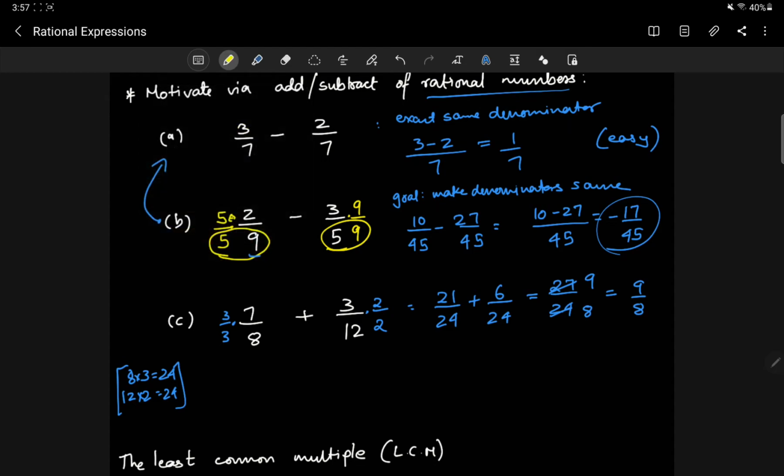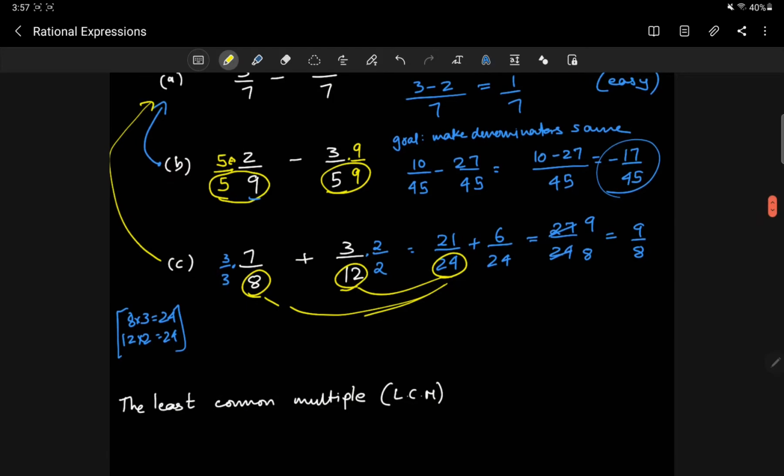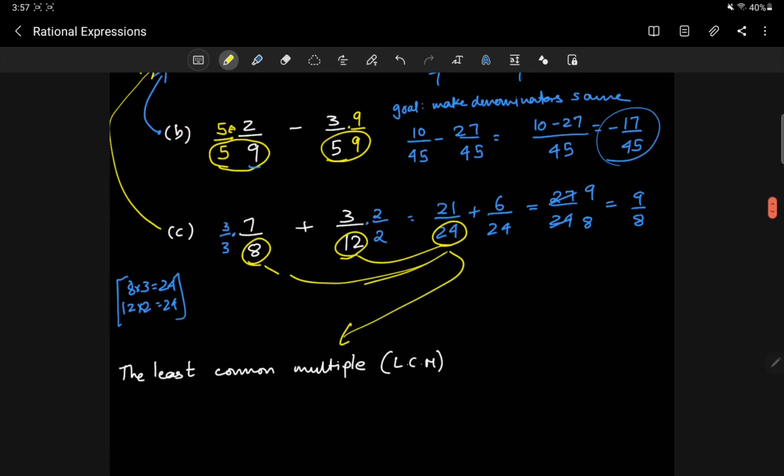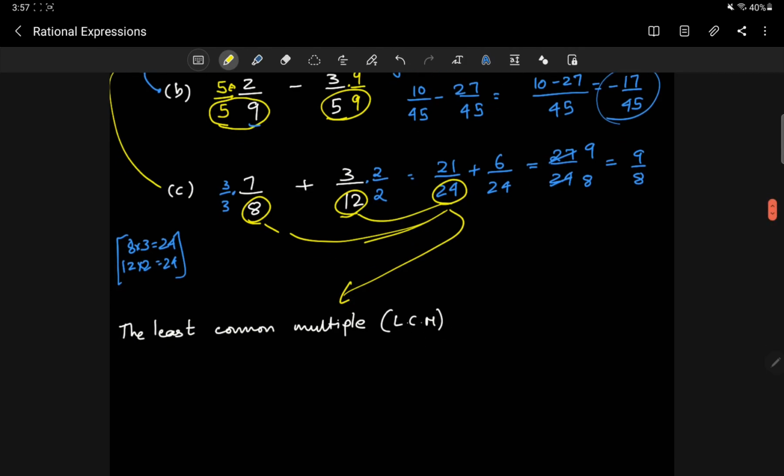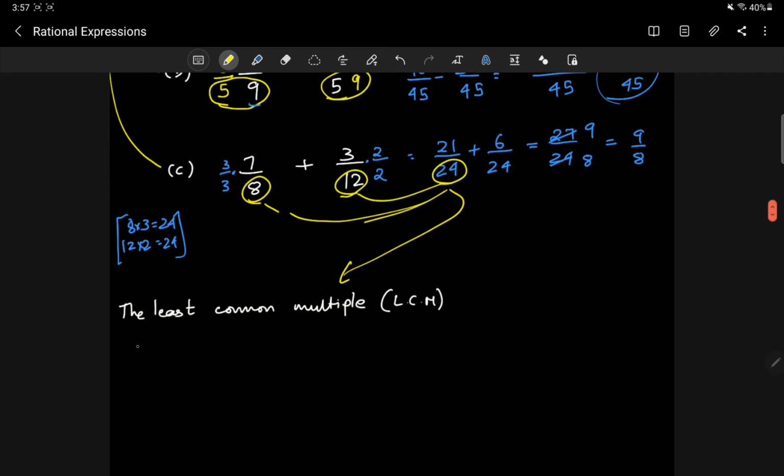Now in this last process we went from C to A, making the denominator common. Using the numbers 8 and 12, the number we figured out, 24, has a special name. It's called the least common multiple, or LCM. And here's how you find it. To find the LCM, you write the numbers in factored form.